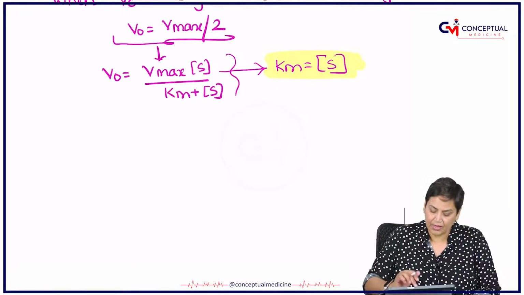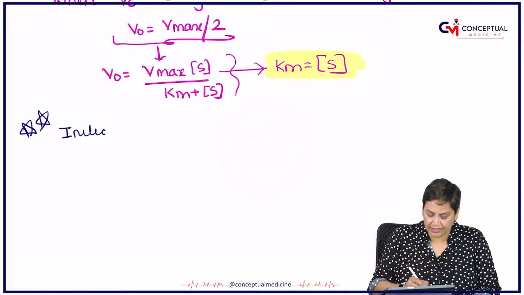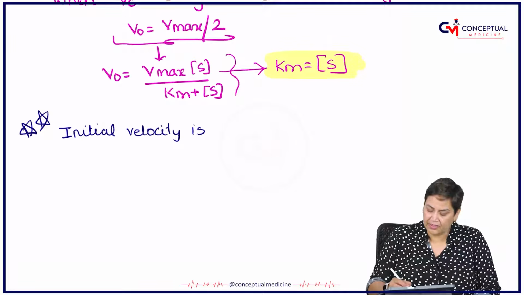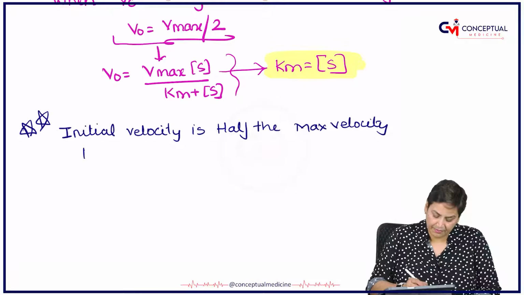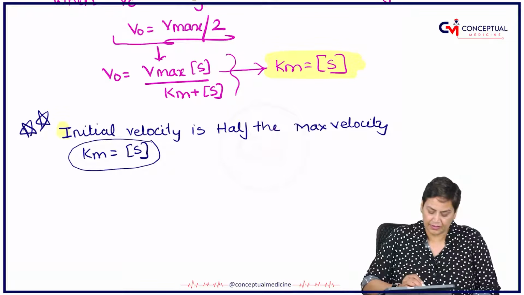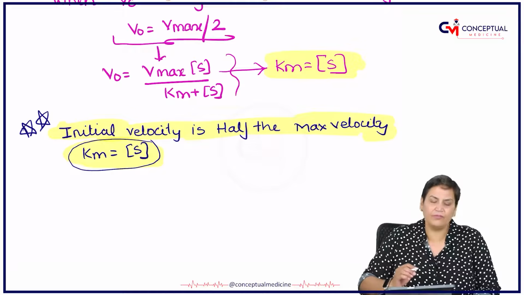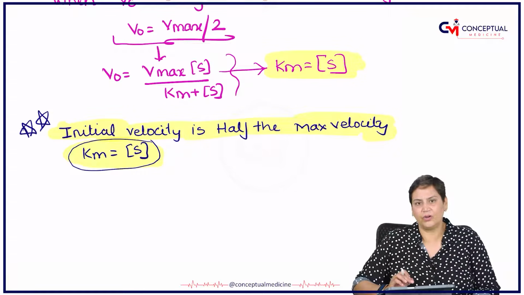So I can simply say that whenever initial velocity, very, very important in fact, is half the maximum velocity, Km is equivalent to the substrate concentration. And this is the importance of Km also. When initial velocity is half the maximum velocity, Km will be equivalent to substrate concentration.